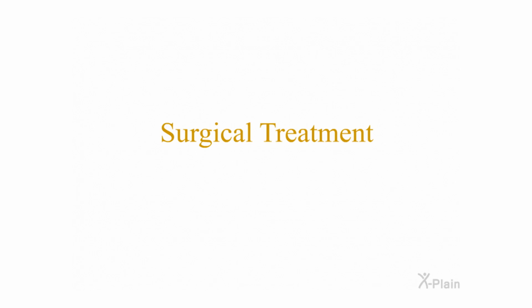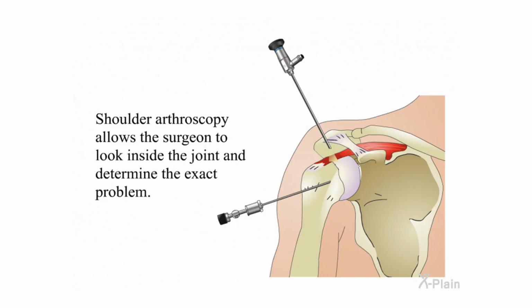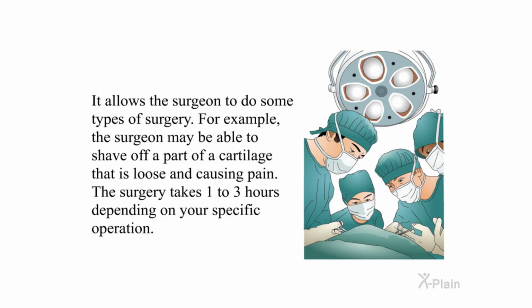Surgical treatment. Shoulder arthroscopy allows the surgeon to look inside the joint and determine the exact problem. It allows the surgeon to do some types of surgery. For example, the surgeon may be able to shave off a part of a cartilage that is loose and causing pain. The surgery takes 1 to 3 hours depending on your specific operation.